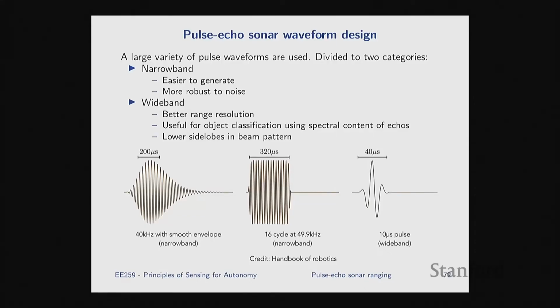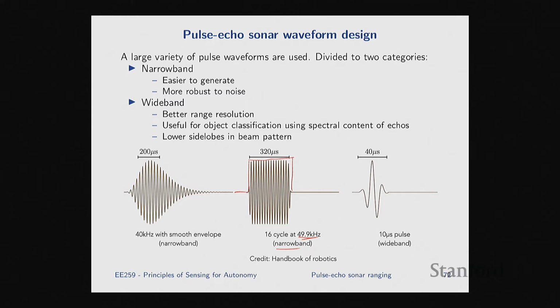Let's look at some of these pulses so we get an idea of what they look like. In these plots, the first two, starting from the left, are narrowband pulses. Let's look at the middle one first. Basically it's just a pure sine wave at a fixed frequency, 49.9 kilohertz, with a rectangular window applied to it. The rectangular window determines your pulse duration, and within that duration you're just sending a pure sine wave.